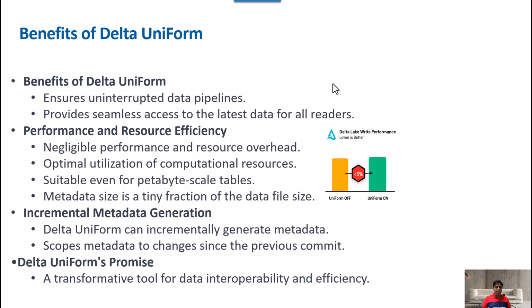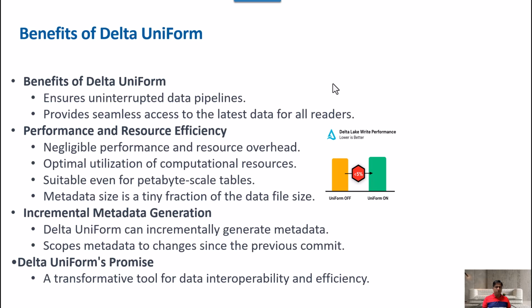Incremental metadata generation. Whenever you create a Delta Uniform, Delta Uniform can incrementally generate the metadata as and when the files are created and moved. It scopes metadata to changes since the previous commit. So whenever the previous commit happens, after that if changes happen, those changes will be captured in the next commit.